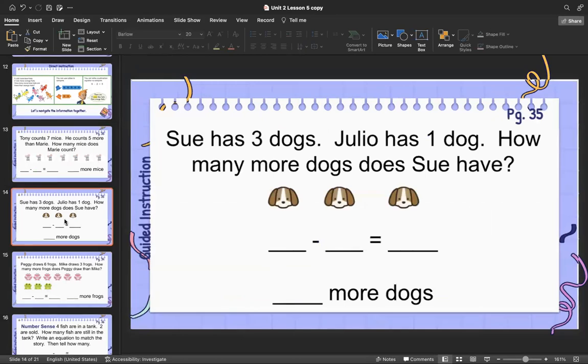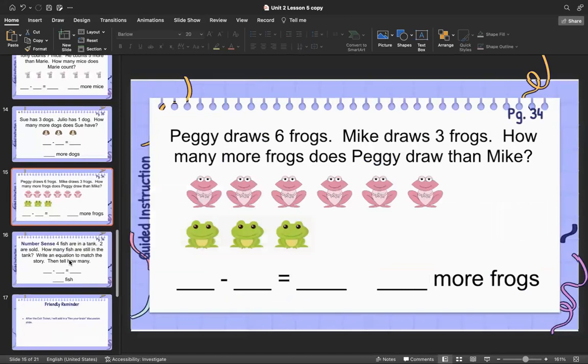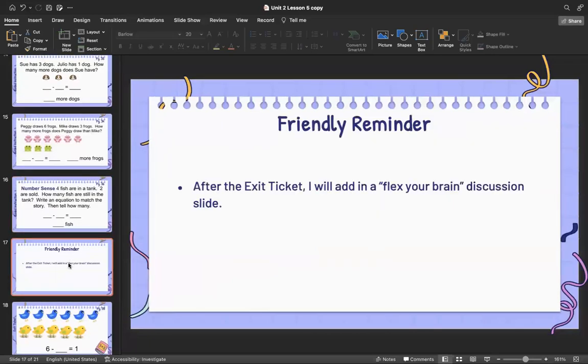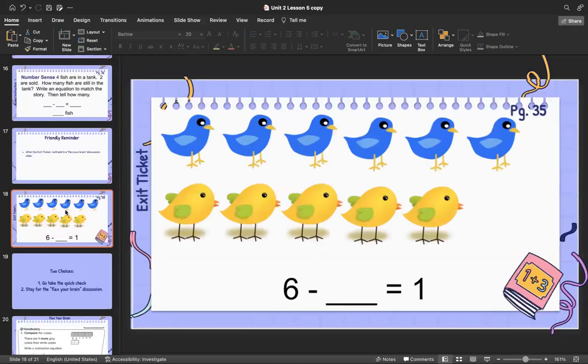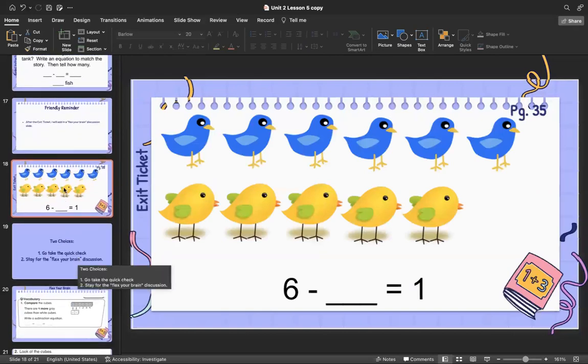Pause. Keep in mind, you have the exit ticket, and then from here, you can go take the quiz or the test or quick check in your lesson. Here's the exit ticket. And if you want to go on to the Flex Your Brain, you're more than welcome to do that. Pause.